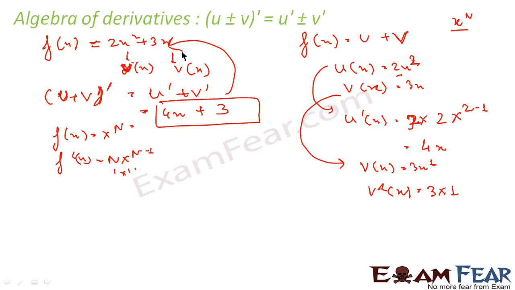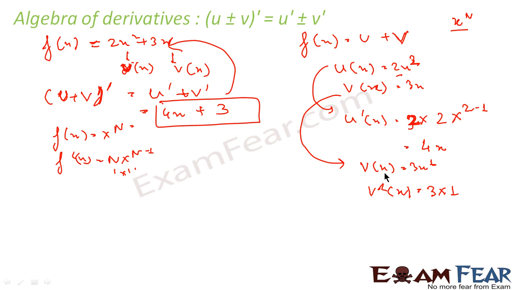What I've done? I broke this function into two parts, u x, v x. And then what I did was I applied this formula for u x. I solved this for u x. 2x square derivative came out to be 4x. 2x square becomes 2 into x to the power 2 becomes 2 into x to the power 2 minus 1 becomes 4x, and this becomes 3. So that's how it is.